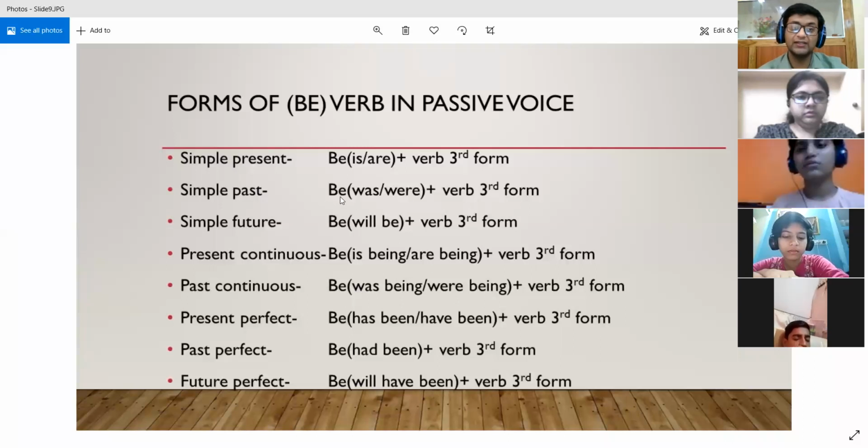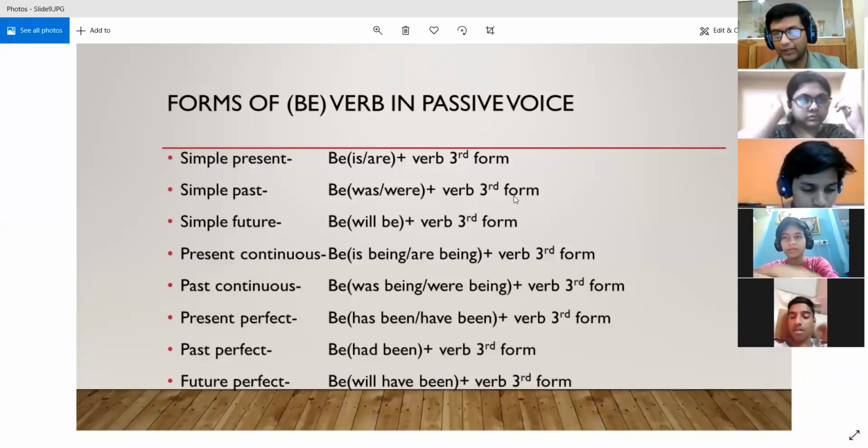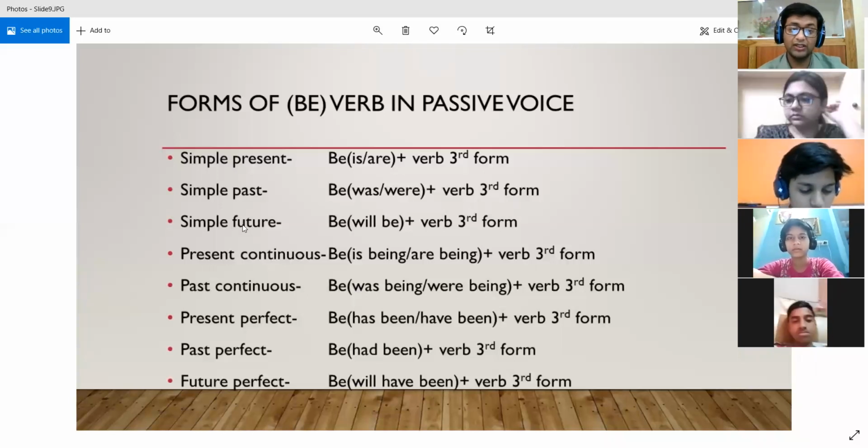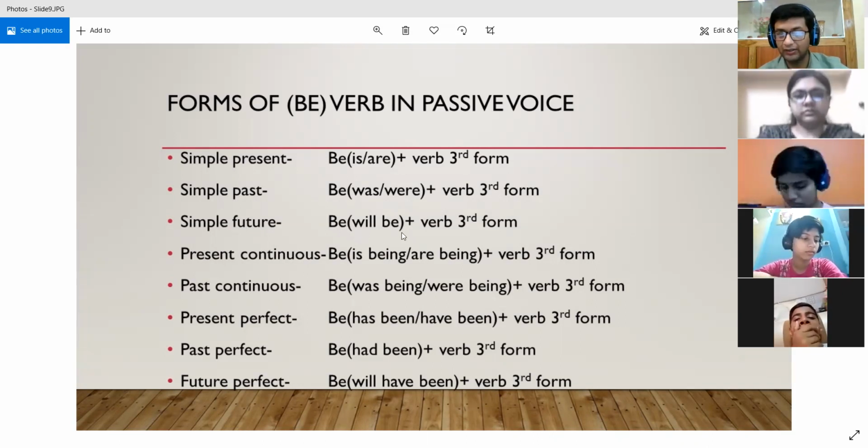Similarly, if you see in the simple past, we just change is and are into was and were, right? Because we are talking about the past now. Plus, the third form of the verb will be placed. When you see the case of simple future, the correct form of be will be "will be". You will add will be there.